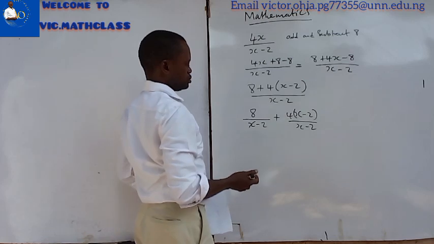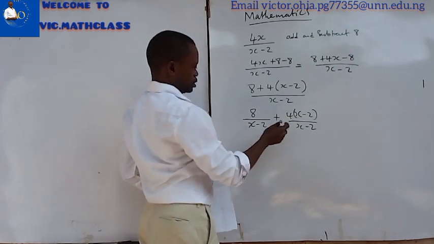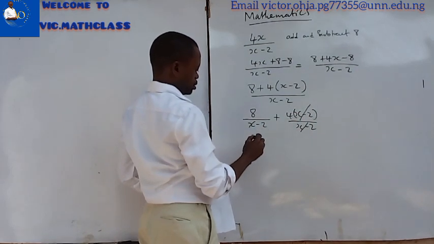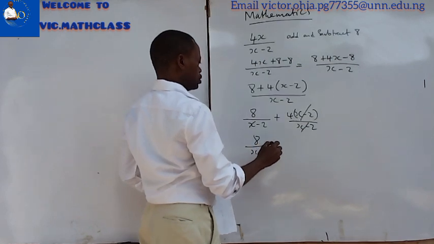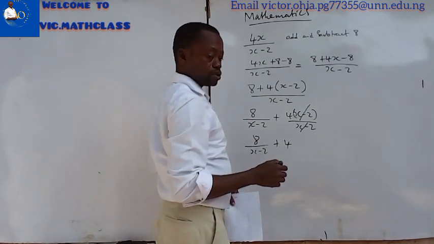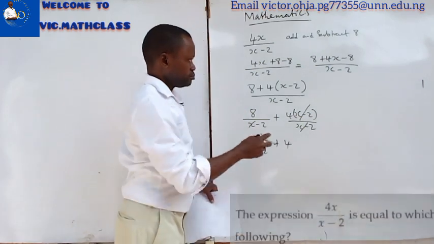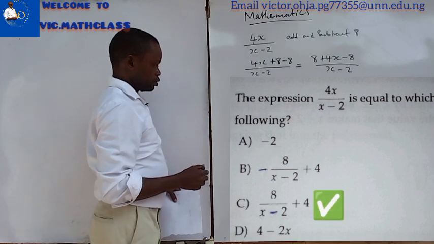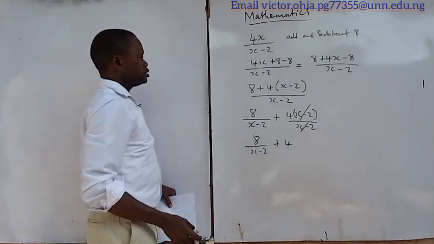I know you know that. There's not too much of a story about that. So you can take away this and take away this, and quickly you have 8 over x minus 2, and then plus 4. I'm sure you are seeing that in one of these options, option C. I'm sure you saw that. It's in option C that you see the correct one.